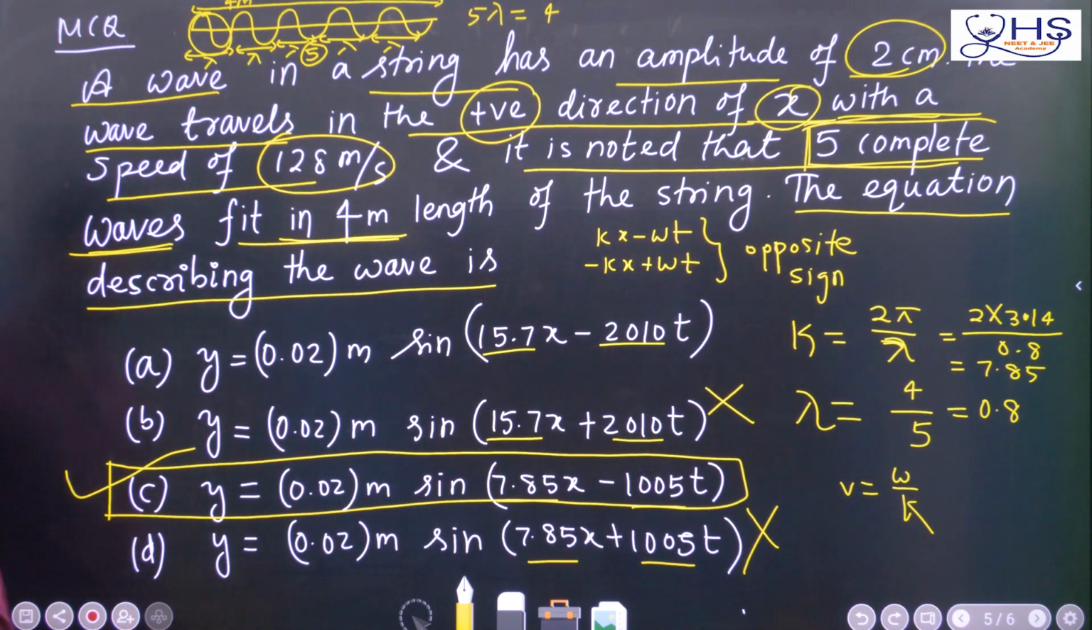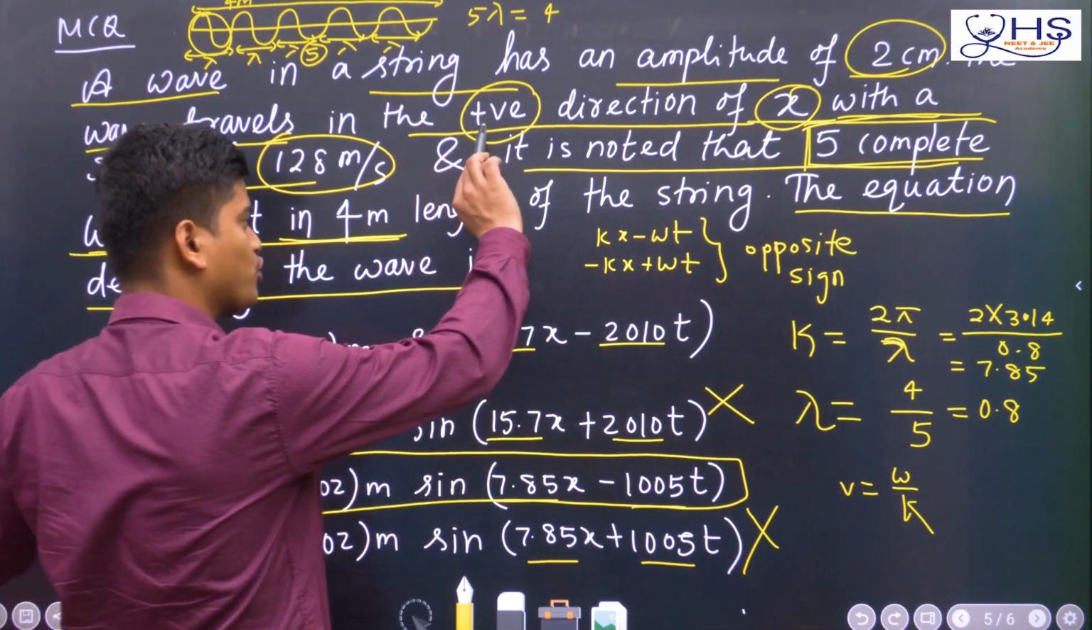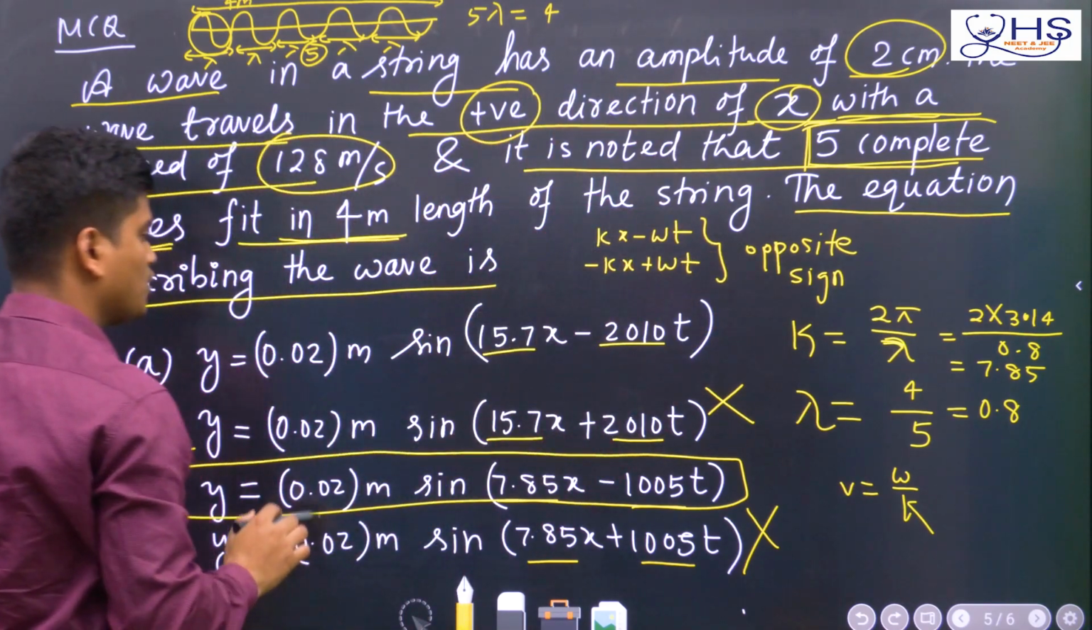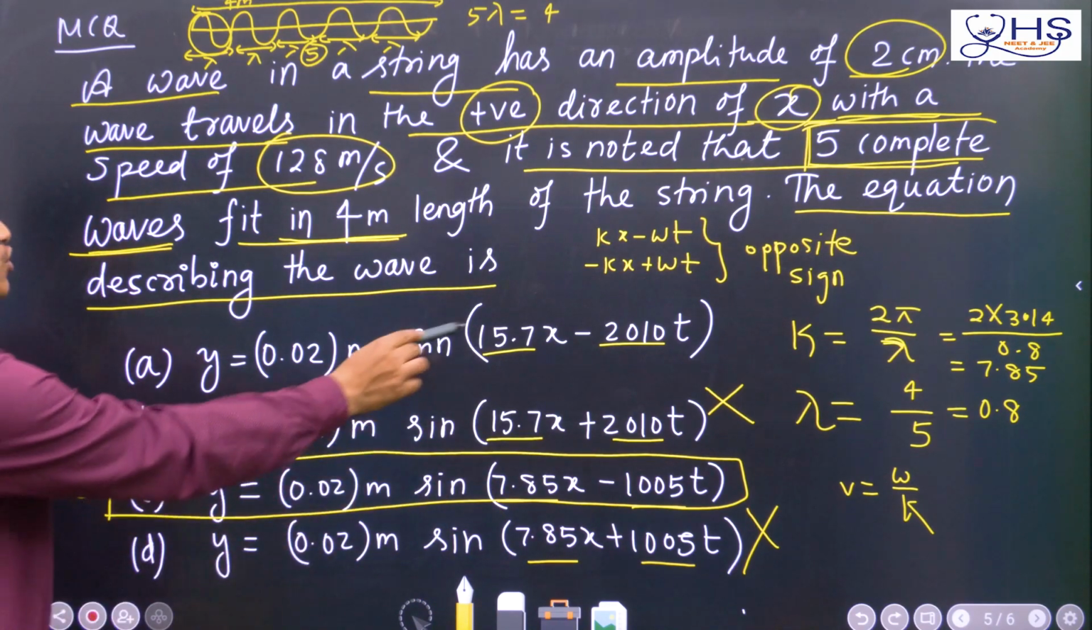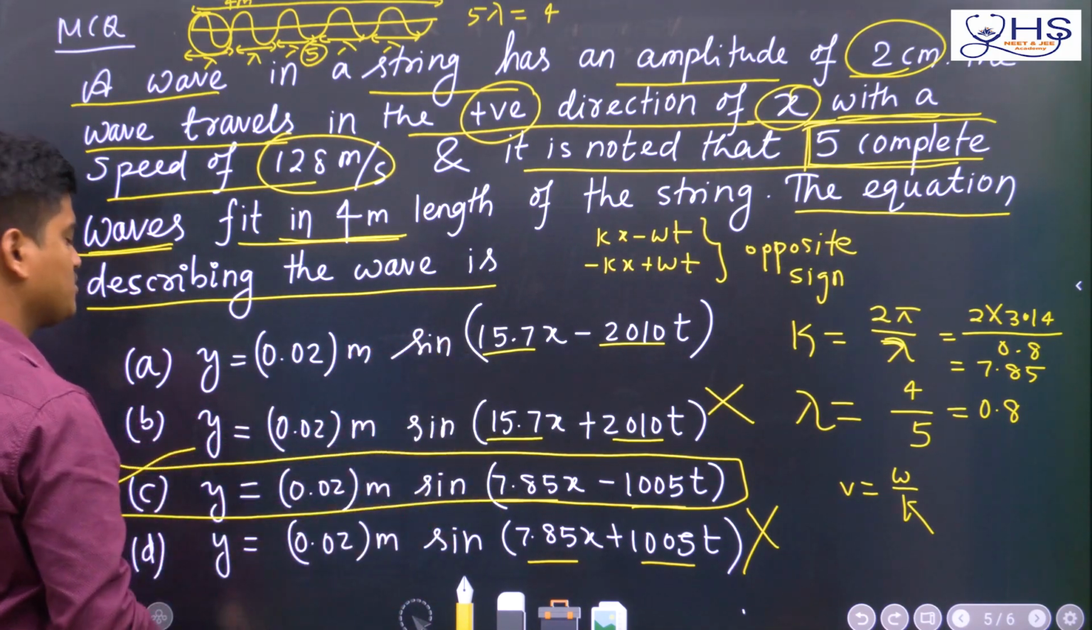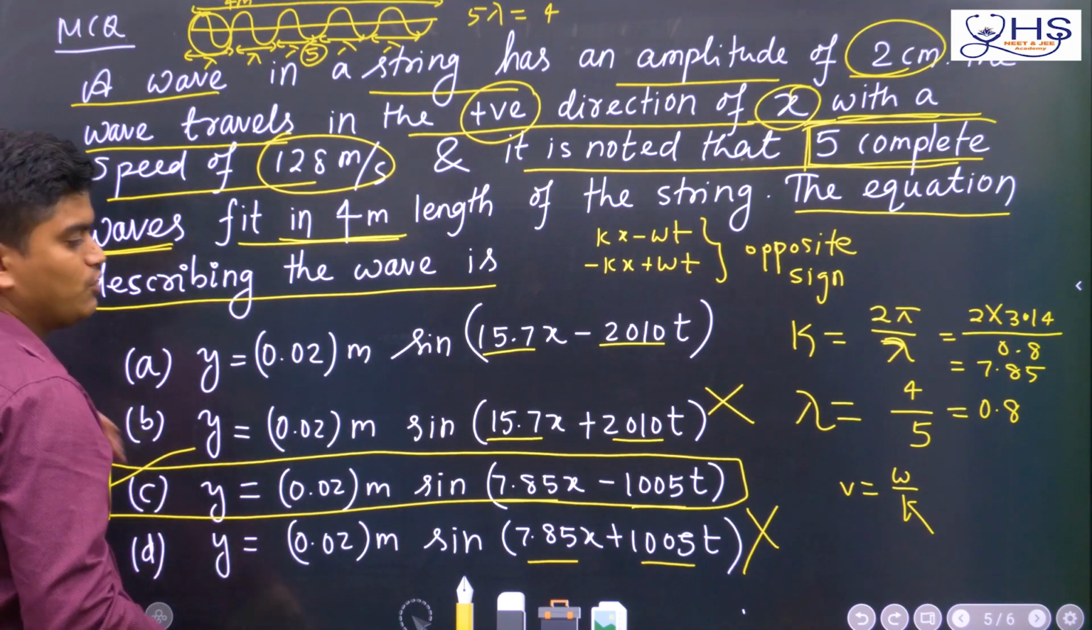Now I'll go to the next question. Before this, understand that positive x direction means opposite sign. So here you are first identifying which option can match. These two options can match, but here k is not matching, so that's why option C will be correct.